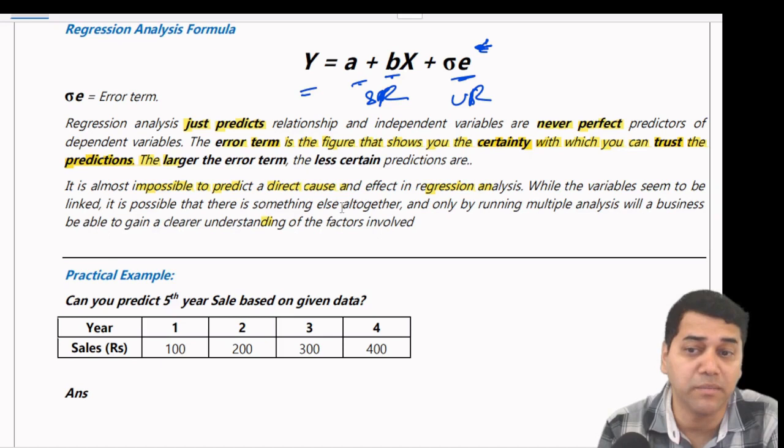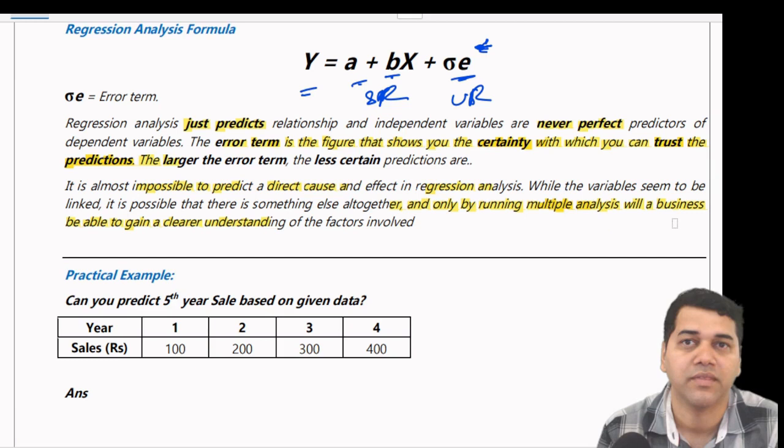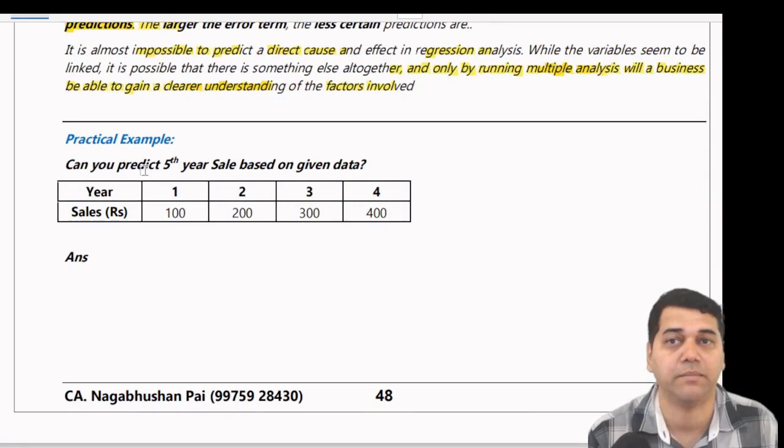You are thinking of this relationship, but actually there may be something else. Only by running multiple analyses will we be able to get a clear understanding of the factors involved. That's why it needs keen observation. It needs research into it. Okay, now I'll give you a practical example.